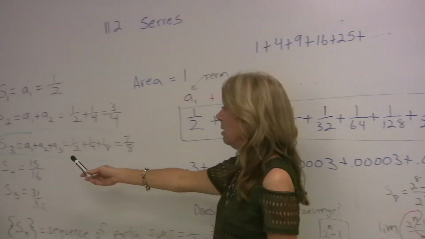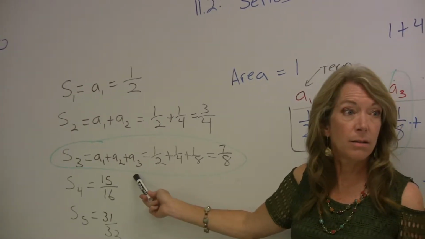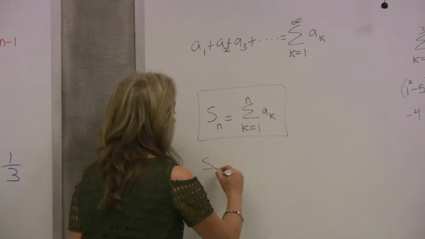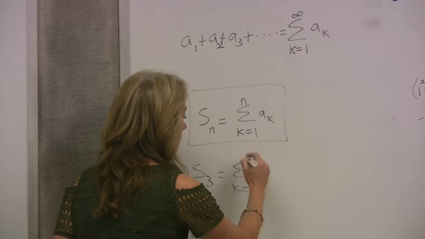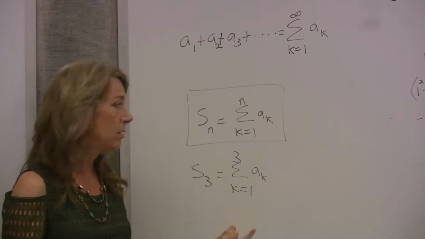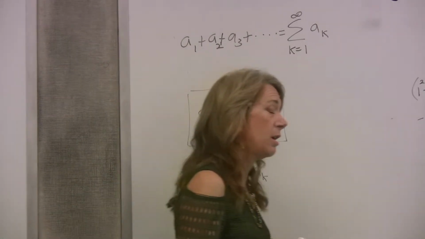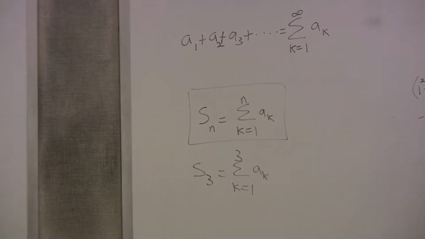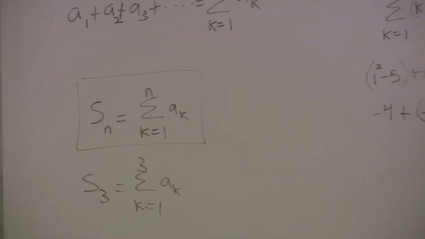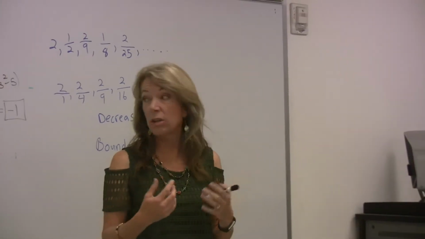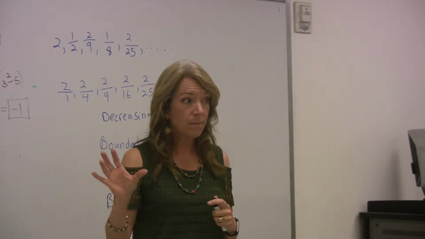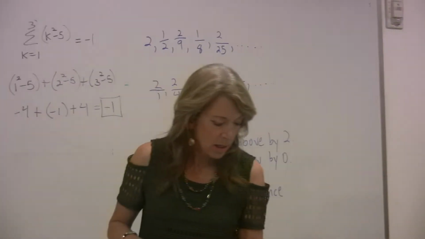S3 is A1 plus A2 plus A3. That's what this says. Start at 1. If I want S3, I'm going to go from 1 to 3, starting at 1, plug in 1, plug in 2, plug in 3. Again, the notation is the hardest part of chapter 11. Once you get comfortable with the notation, chapter 11 is not so bad. When you start having it all spinning in your head and you can't tell the difference between a sequence and a series and a term versus a partial sum, that's when it gets tricky. Okay, partial sums? Make sure you ask the questions if you don't follow it.